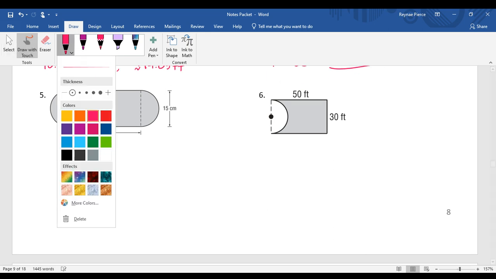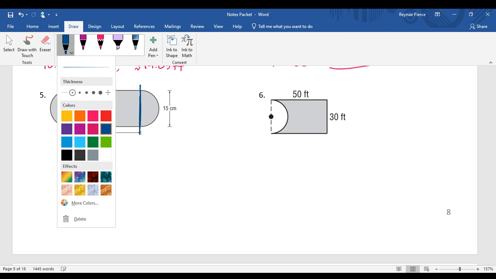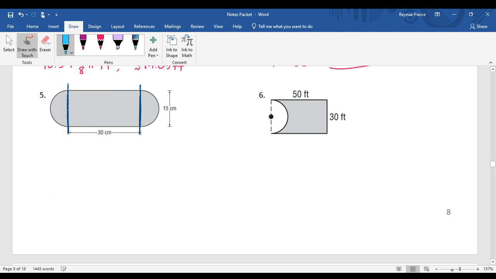Last two examples here. I know I've got 3 different sections here. Okay, this middle part is a rectangle. But I do have 2 semicircles, and if I put 2 half circles together, that gives me 1 whole circle. So I'm just going to do pi r squared. Okay, my radius is 15/2. If you want to use 7.5, you can. Okay, but the exact area of these, like the 2 ends here, is going to be 225/4 pi.